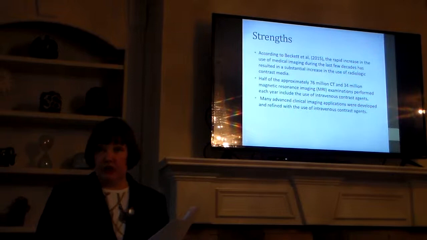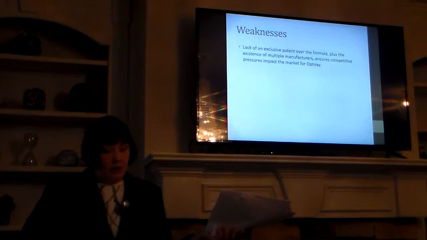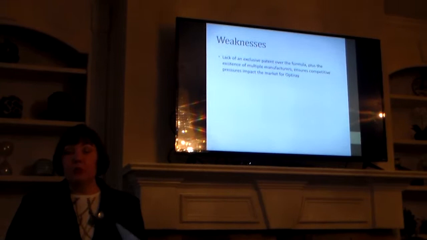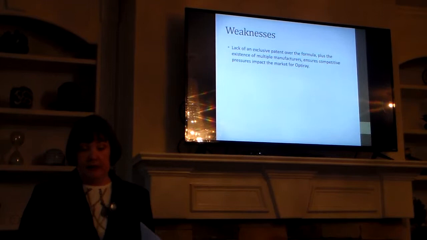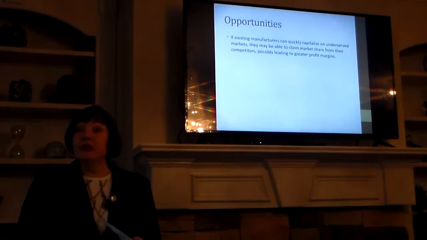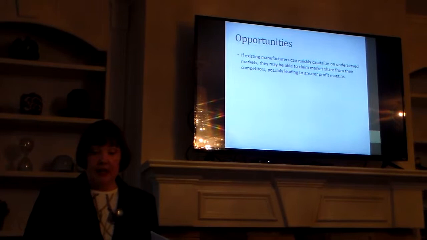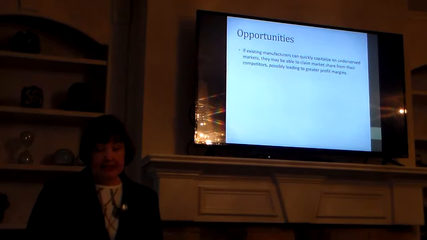What are the weaknesses? The weakness is the lack of an exclusive patent over the formula. So anybody can grab the formula and use it and claim it as their own. So that is the biggest weakness that they have. Opportunities. Let's talk about the opportunities. If existing manufacturers can quickly capitalize on underserved markets, they may be able to claim market share from their competitors, possibly leading to greater profit margins.